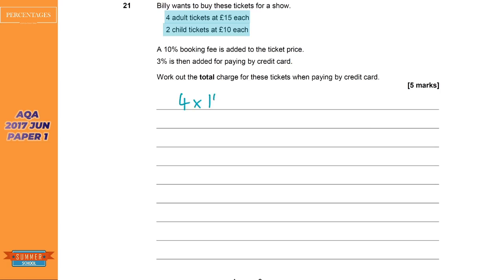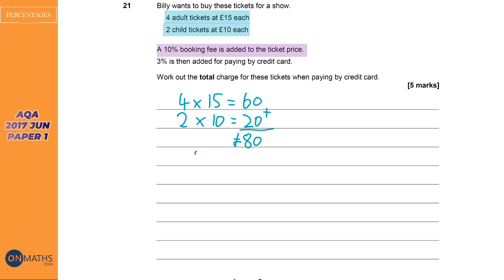So to work out what they cost in total, we just times them, so that'd be 60. And we've got 2 child tickets at £10 each, so 2 times 10, which is 20. And then we're going to add them together to work out the total cost. So the total cost is £80 before we do anything. Then what I'm going to do is focus on this 10% booking fee. Now we know that 100% is going to be that £80, and we need to add on an extra 10%.